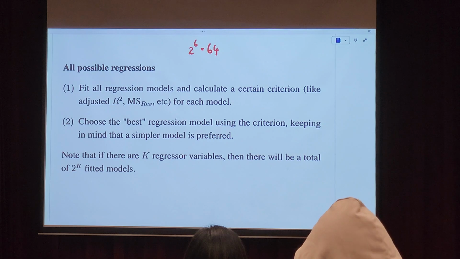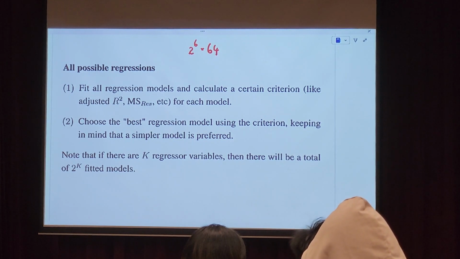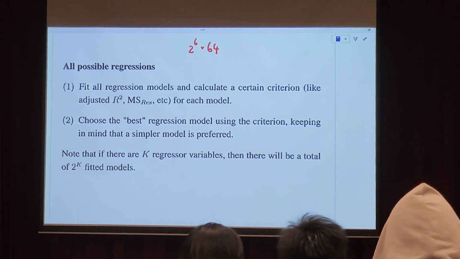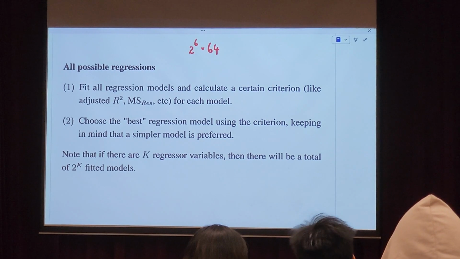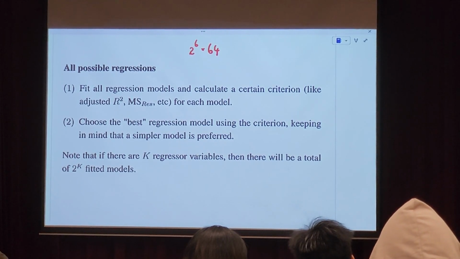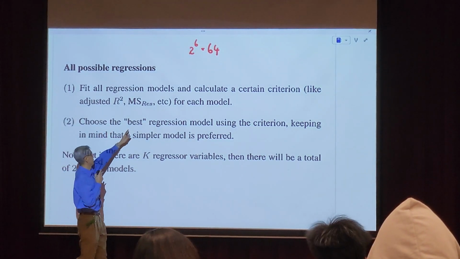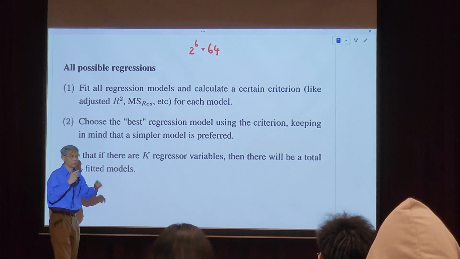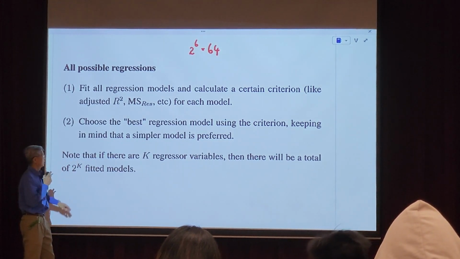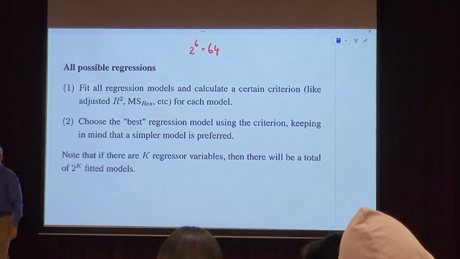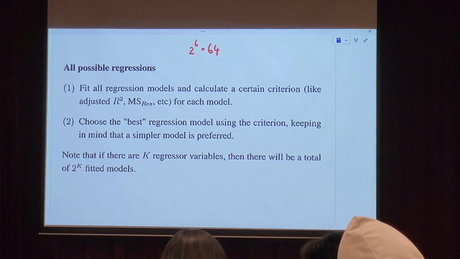You have 64 regression models. And for each of the models, you can calculate either the adjusted R-square or the mean square residue. And then, based on the R-square for each model, we can choose, quote unquote, the best model using either adjusted R-square or mean square residue.